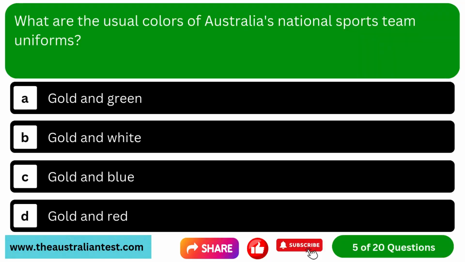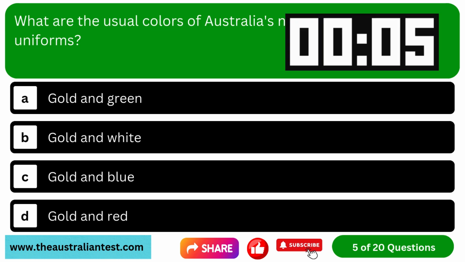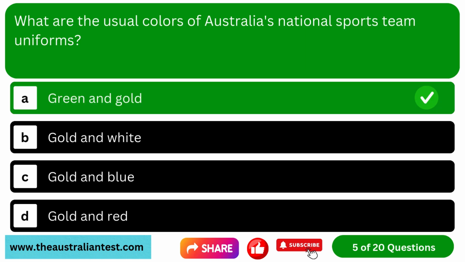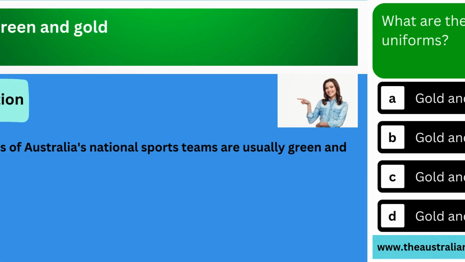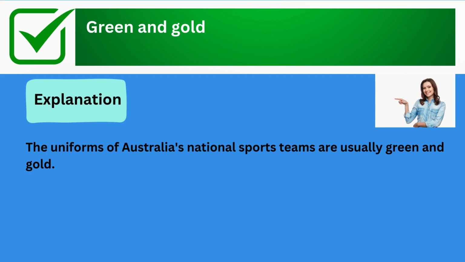Question 5. What are the usual colors of Australia's national sports team uniforms? Option A, gold and green. Option B, gold and white. Option C, gold and blue. Option D, gold and red. The correct answer is green and gold. Explanation: the uniforms of Australia's national sports teams are usually green and gold.